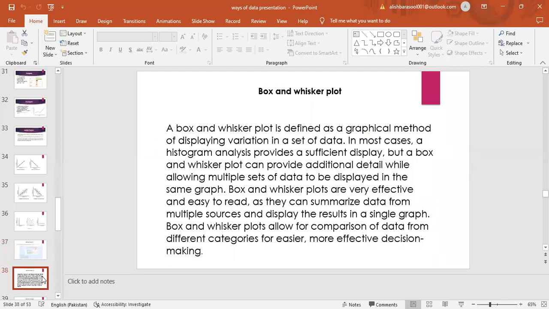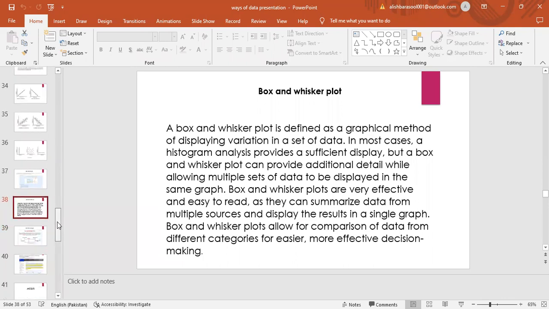Box and whisker plot. A box and whisker plot is defined as a graphical method of displaying variation in a set of data. In most cases, a histogram analysis provides a sufficient display, but a box and whisker plot can provide additional detail while allowing multiple sets of data to be displayed in the same graph. Box and whisker plots are very effective and easy to read, as they can summarize data from multiple sources and display the results in a single graph. Box and whisker plots allow for comparison of data from different categories for easier, more effective decision making.